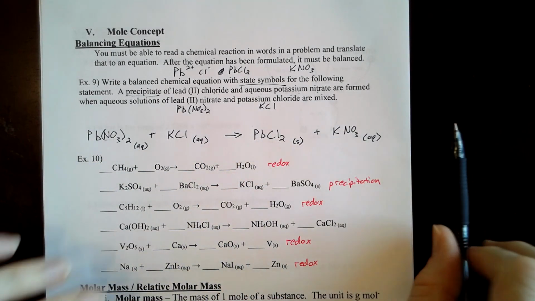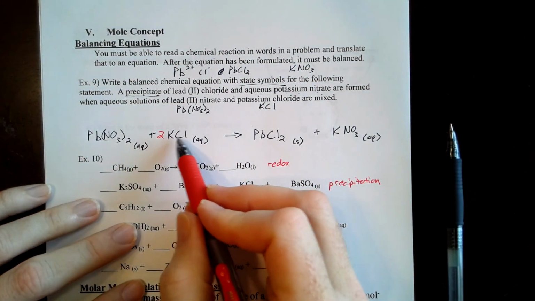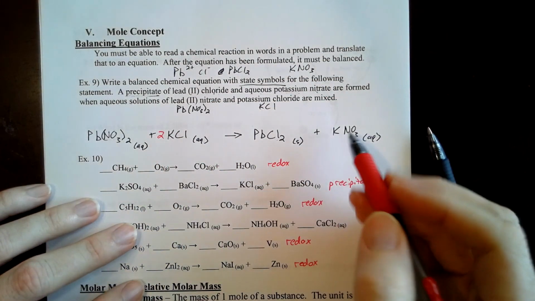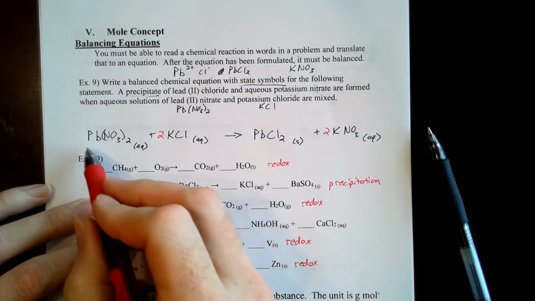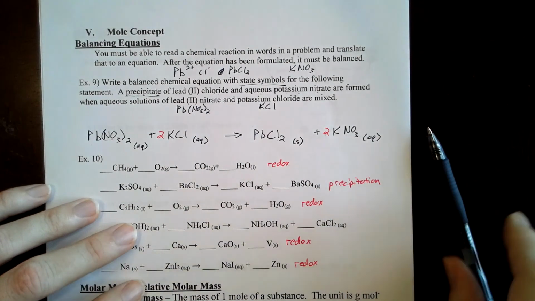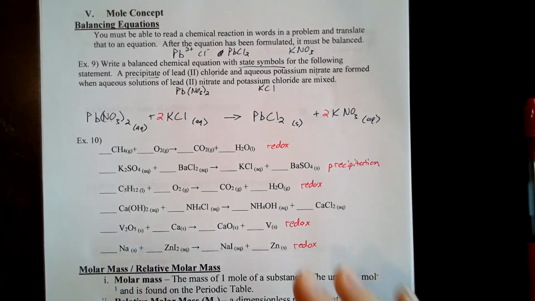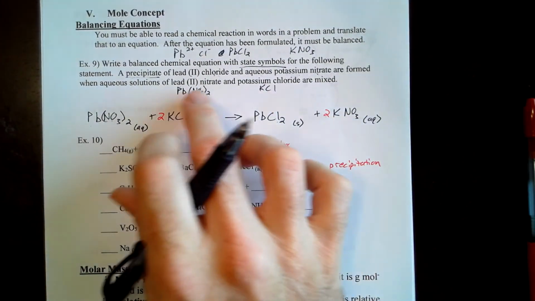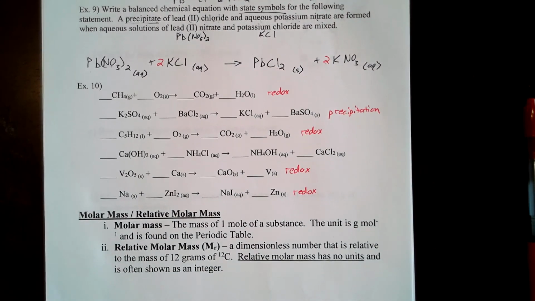So let's make sure that we put a 2 here to balance the chlorines. Now there's 2 potassiums, so there's 2 here. 2 nitrates, 1 lead, 1 lead. We're all balanced. We're good to go. All right, so that's how it goes. Make sure you identify every single word right here, and you are paying attention to everything.